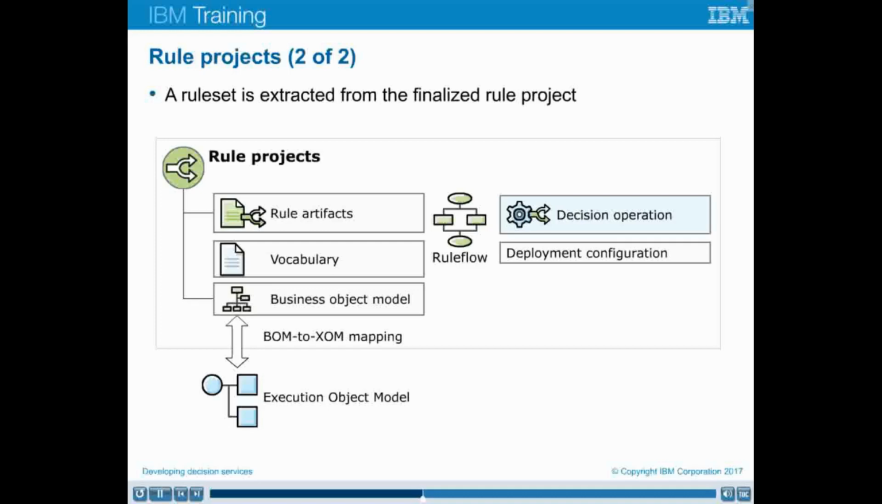In order for the rules to run, you need the XOM or execution code. The XOM is not part of the rule project, but the elements in the XOM are mapped to the elements in your BOM through the BOM to XOM mapping. To make your rules available to be run or executed, you must deploy them to a server. The details of that deployment are contained in the deployment configuration, which you define as part of the rule project.